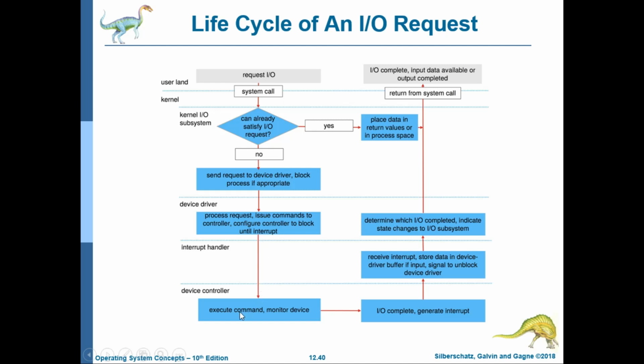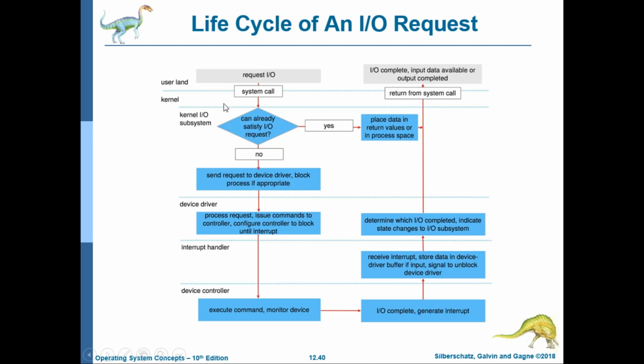It executes the command and monitors the device. Then I/O is complete and it generates an interrupt. The interrupt handler receives the interrupt, stores data in the device driver buffer if it is input, and signals to unblock the device driver. In the device driver, it determines which I/O is completed and indicates state changes to the I/O subsystem, and then it returns from the system call. The I/O is already complete, input data is available, or output is completed.